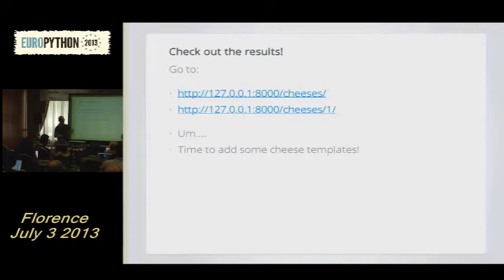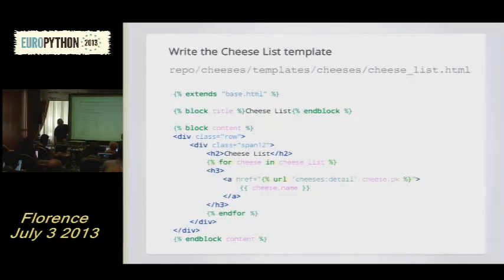Of course, they're blank, so we need to fix that. This is in your slides, so you can find it, and again, we apologize for no slide numbers. You can copy and paste this information into your cheese list template, templates/cheeses/cheese-list.html. While you do that, we will entertain you by discussing what's in the highlighted lines.